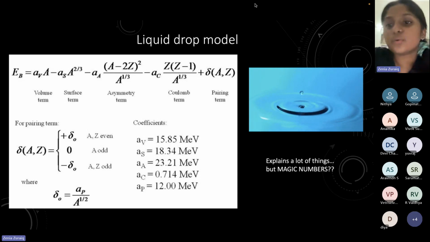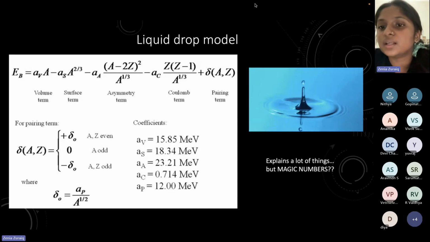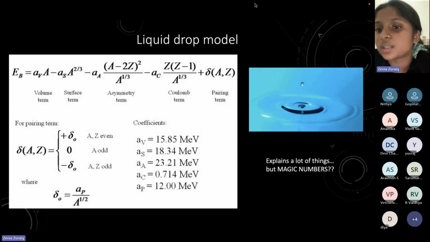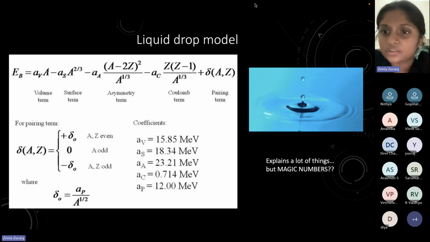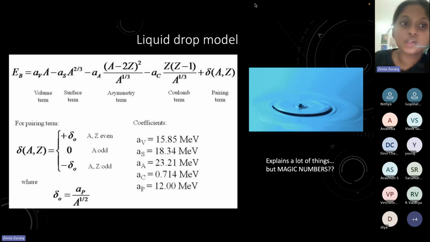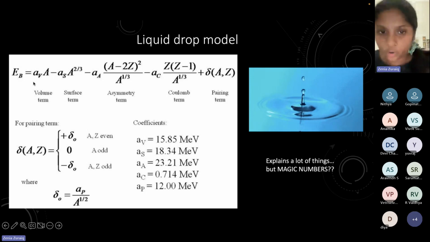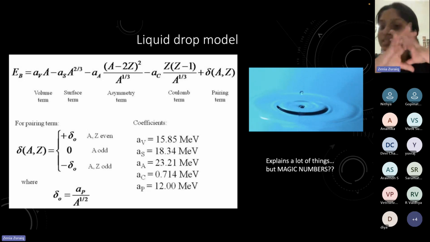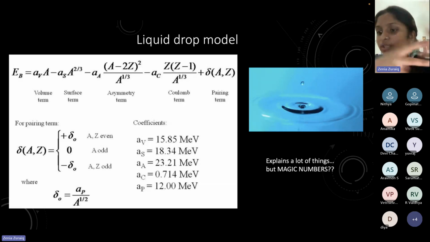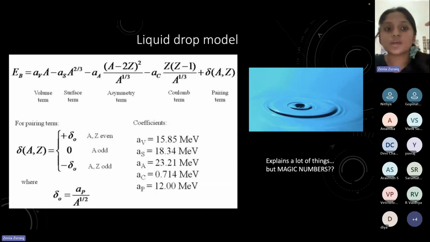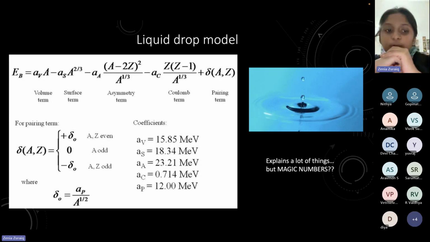So the idea was that a nucleus behaves like a liquid drop, and I put the animation there, and it has contributions to its energies from all these different terms. So one is the volume term. Of course, the bigger a nucleus is, or the bigger a drop of water is, the more energy it will contain, because there will be more forces between each of the protons and neutrons.